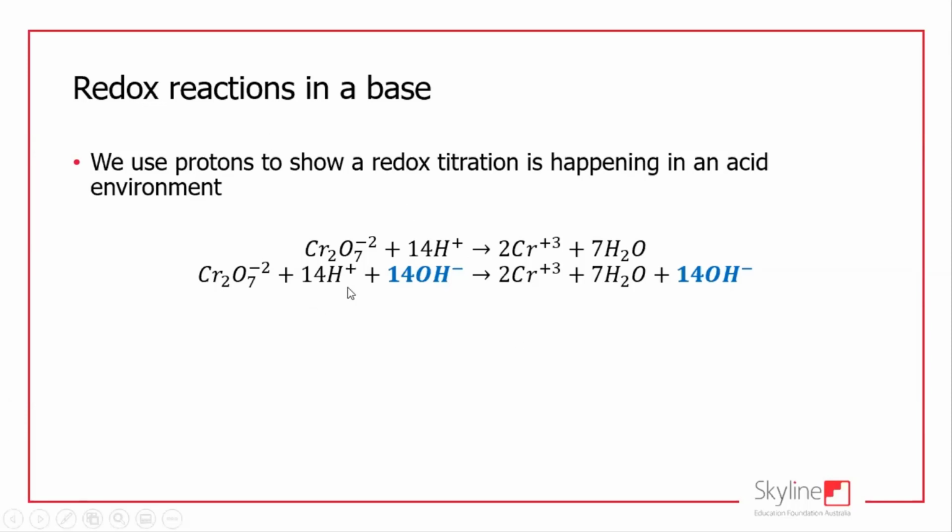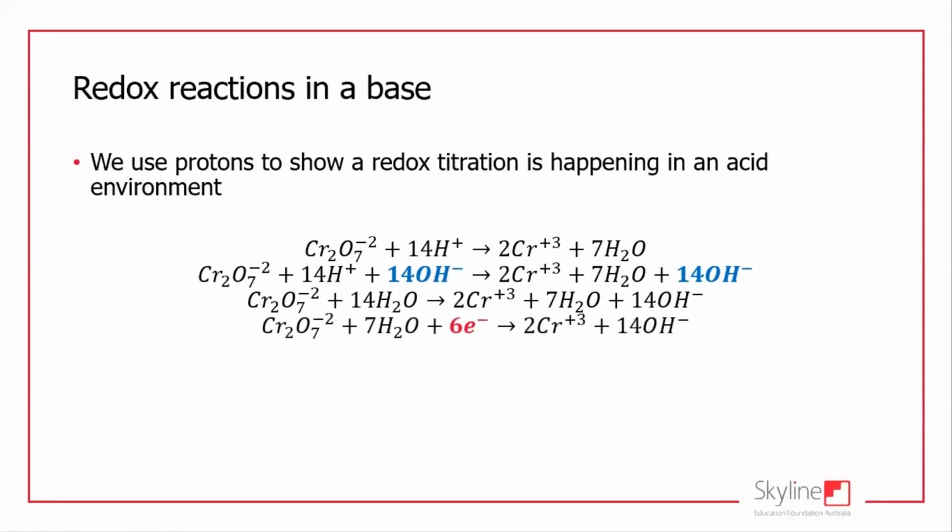So our 14 hydrogen ions plus our 14 hydroxide ions, well, what do hydroxide and hydrogen create? Water. Therefore, we're left with dichromate plus 14 waters becomes chromium plus 7H2O plus 14 OH-. This here is almost the half equation for a redox reaction in a basic or alkaline environment. Now we have to balance the sides of charge. On the left, we've got -2. On the right, we have +6 minus 14. Therefore, we're left with 6 electrons on the left.